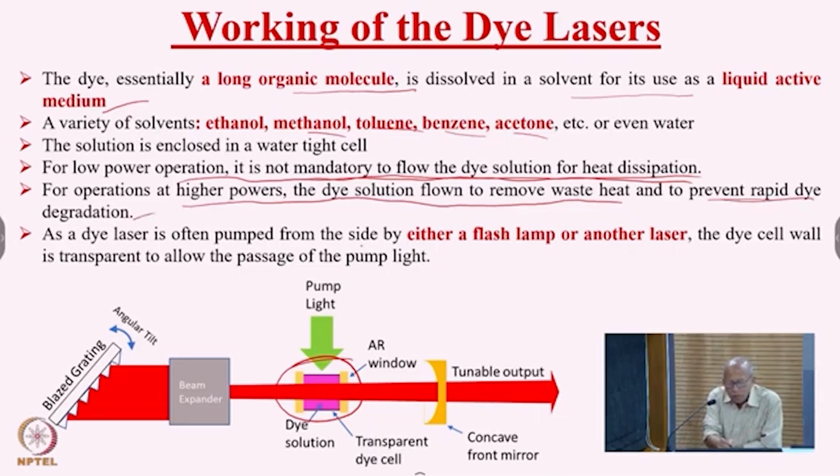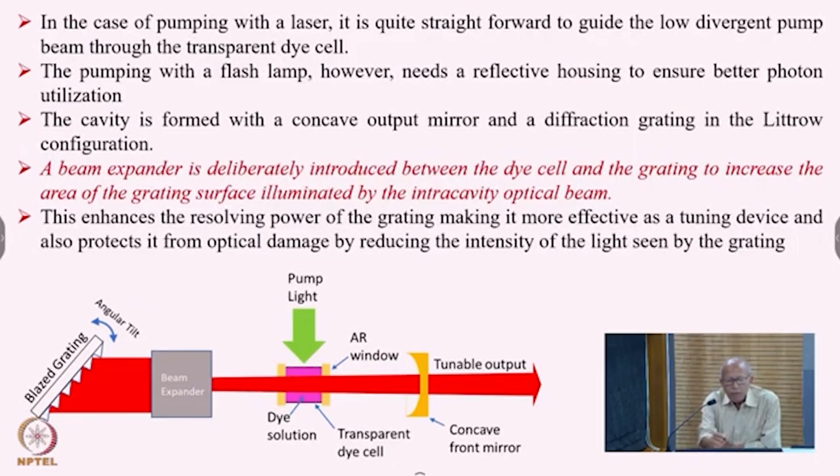As the dye laser is often pumped from the side, either by a flash lamp or by a laser, the dye cell wall must be transparent to allow the passage of pump light. In case of pumping with a laser, it is quite straightforward to guide the low divergent pump beam through the transparent dye cell. And pumping with a flash lamp, however, needs a reflective housing, as I said, to ensure better photon utilization. The cavity is usually formed by a concave output mirror and a diffraction grating in the Littrow mode.